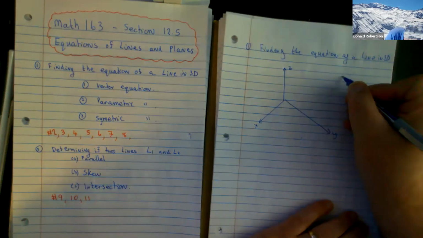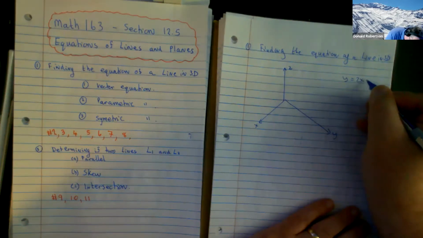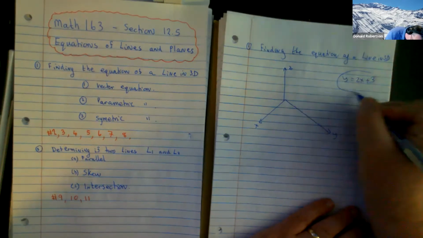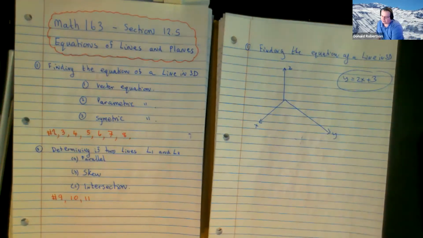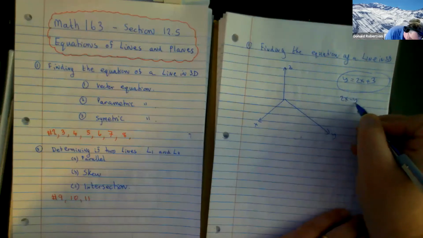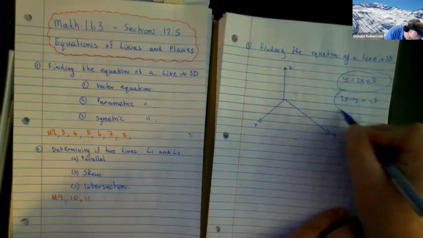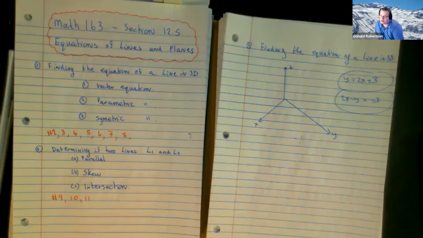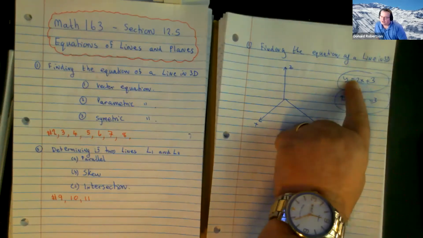Now, if I was doing a line in 2D space, wouldn't I just say y equals 2x plus 3? That's what a line in 2D space looks like. I could rearrange it, couldn't I? Say 2x take away y is -3, which would be the equivalent. But it's a combination of x's and y's.